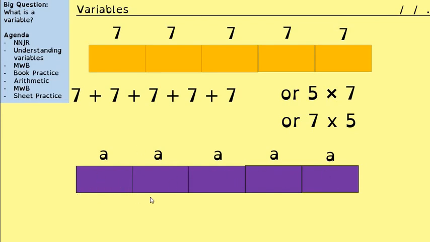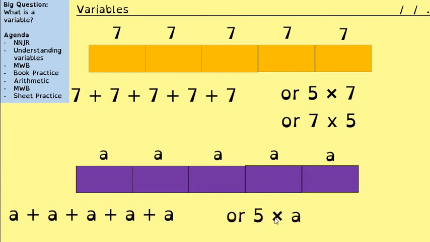Now, to get the full length of the bar, I could do the same 3 calculations. I could just do A plus A plus A plus A plus A. That would give me the full length of this bar. Or I could do 5 multiplied by A. That would give me the full length of the bar as well. Or I could do A multiplied by 5. That would be the full length of the bar there.